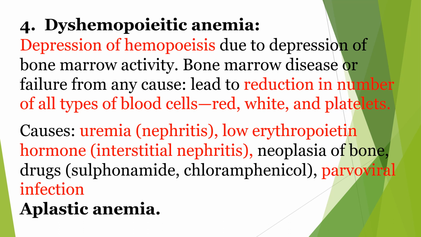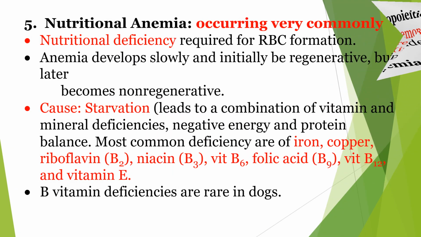The parvovirus infection commonly suppresses the bone marrow and hemopoiesis is affected. So for a clinician, parvovirus infection is important, and not only the parvovirus infection treatment, we have to treat the anemia also. Then common in this is aplastic anemia. Very commonly the clinicians come to notice nutritional anemia.